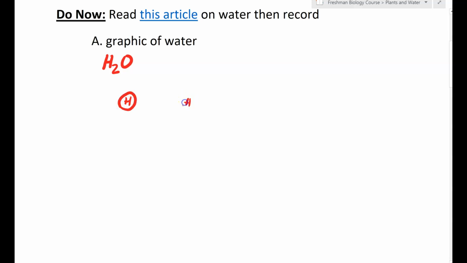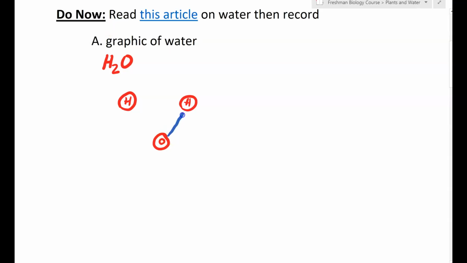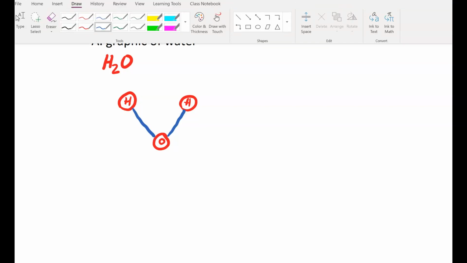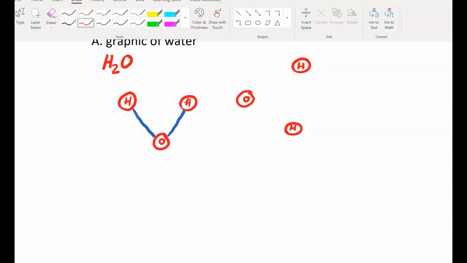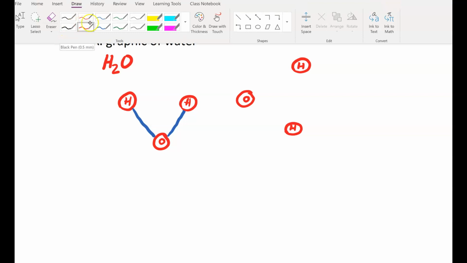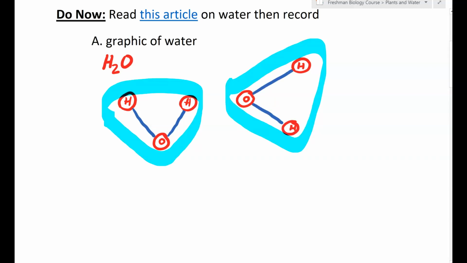We have our two hydrogens. Then we have some type of a bond that's going to connect those two hydrogens to the oxygen. All right, I'm going to use blue to represent this bond. And I'm going to go ahead and draw two water molecules. So you're going to see that we're also going to have some type of a bond that is going to connect separate water molecules. Okay, so you can see here that I've got two separate molecules. Again, we've got two separate water molecules.